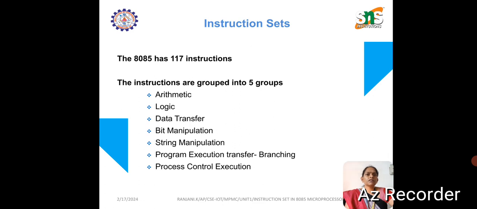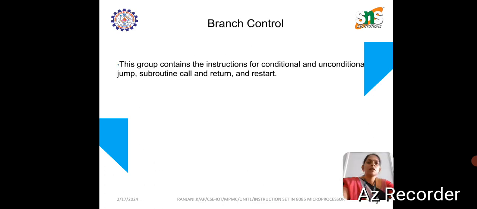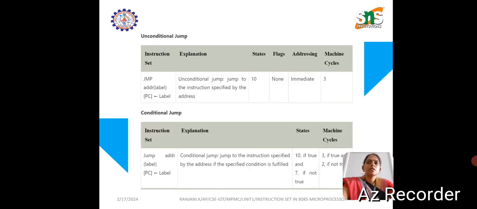Depending on that, the instruction set is grouped. The instructions are grouped into groups: arithmetic, logical, third is data transfer, fourth is bit manipulation, fifth is string manipulation, next is program execution transfer, that is branching, and the last one is process control execution. So let us see the unconditional jump and another one, the conditional jump.